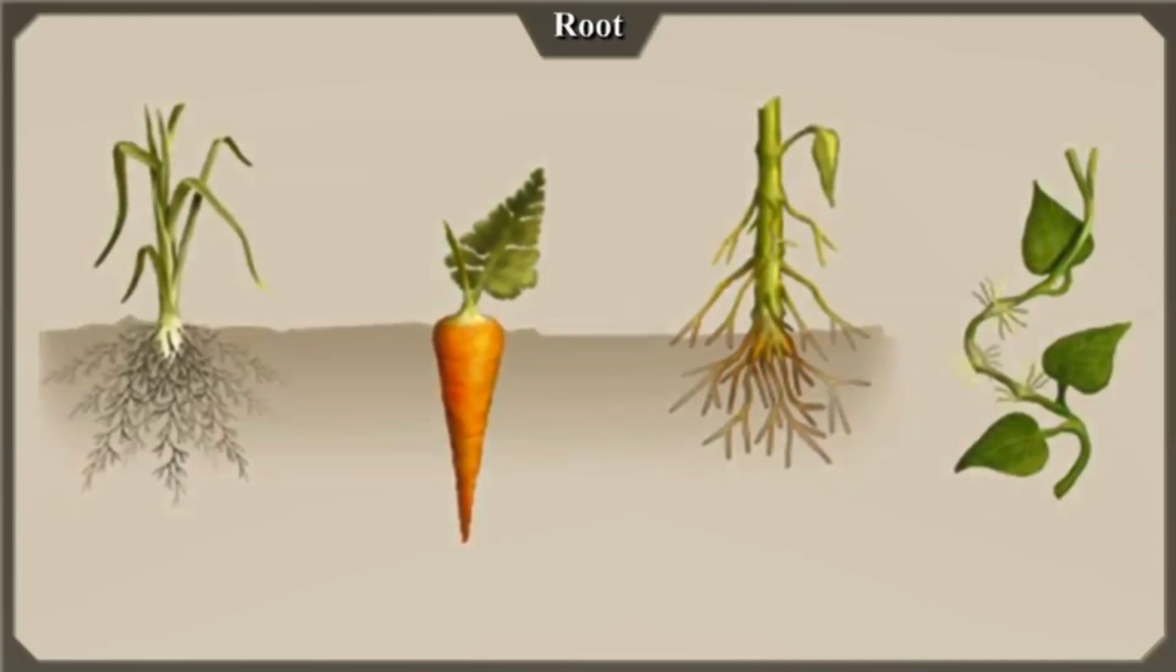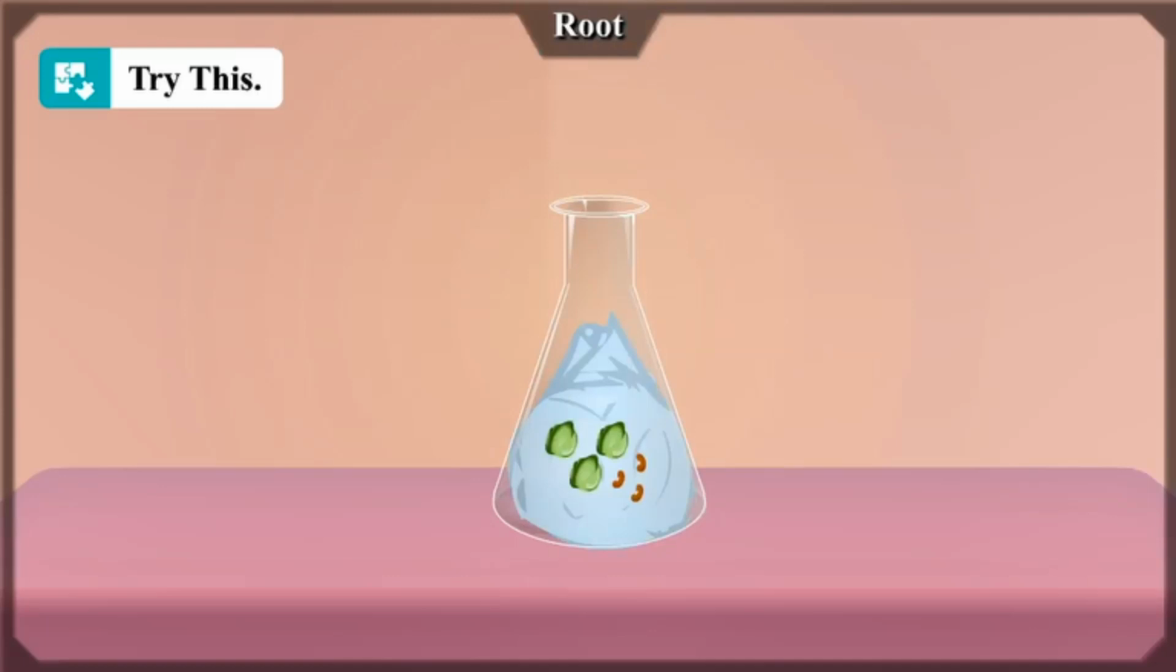Try this. 1. Keep a moistened ball of crumbled paper in a paper cup. Observe the changes in the seeds in 2 or 3 days.